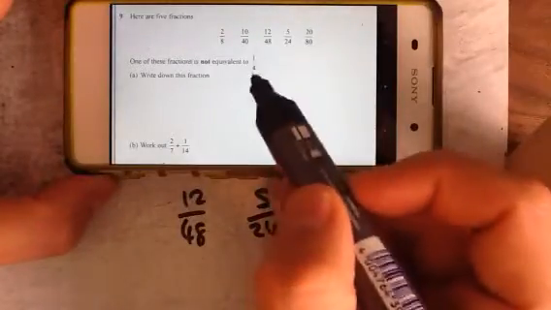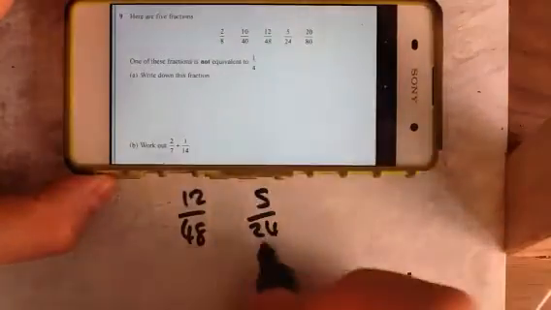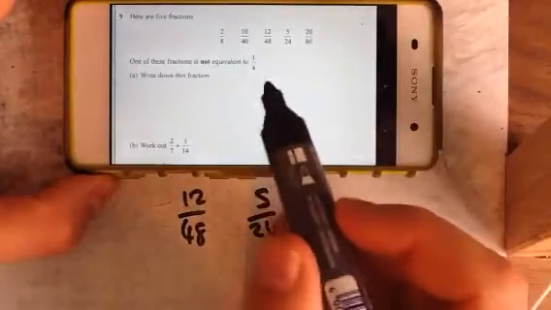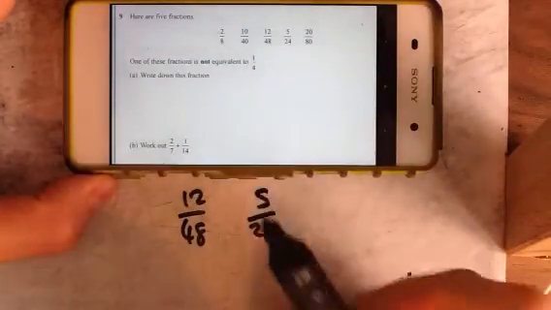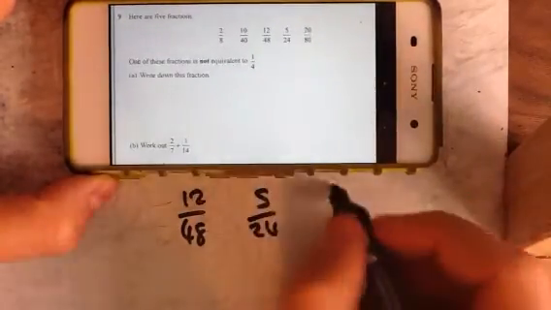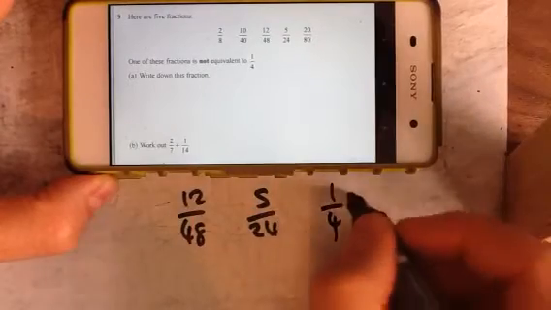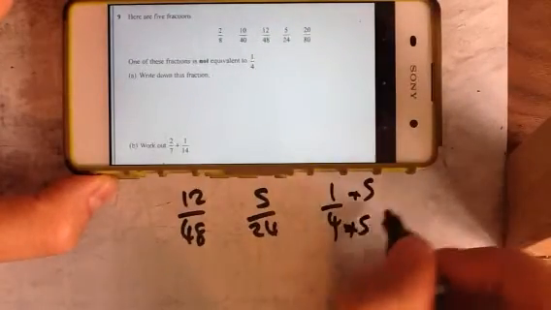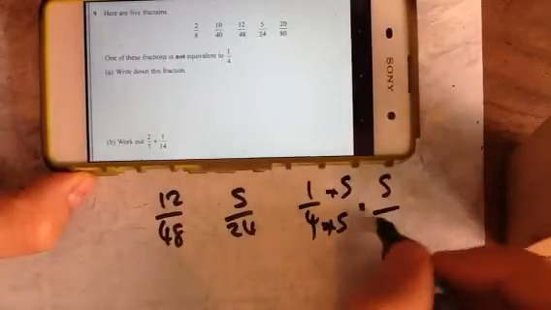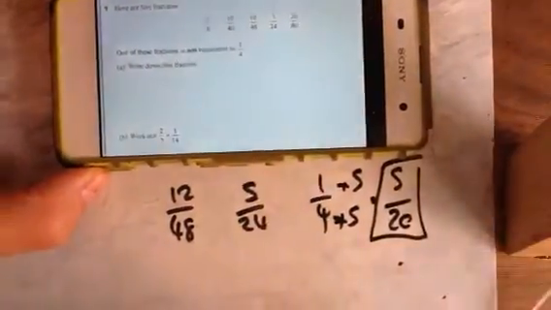20/40, I times it both by 2 to get 2/8 and then times it by 10 again. So let's work out these two. So let's say 5/24, I've got a quarter. To get the top to 5, I'd have to times the top by 5 and the bottom by 5, which will give me 5/20. So 5/20 is obviously the one.